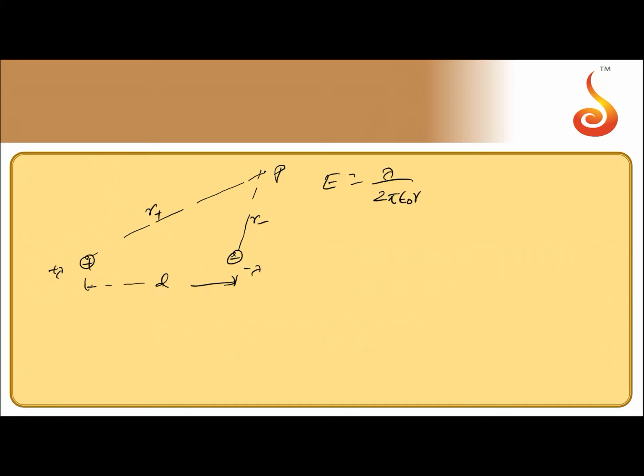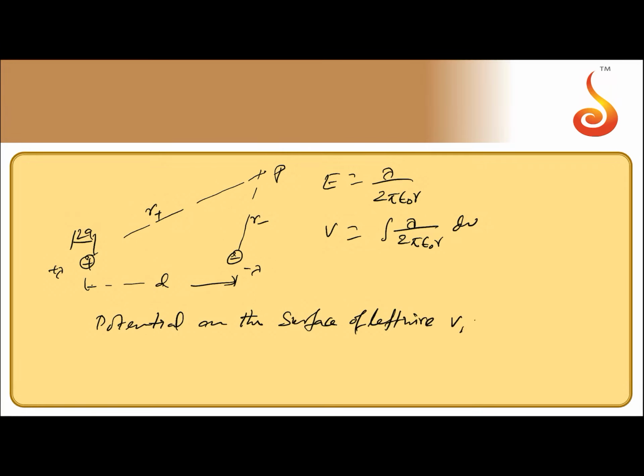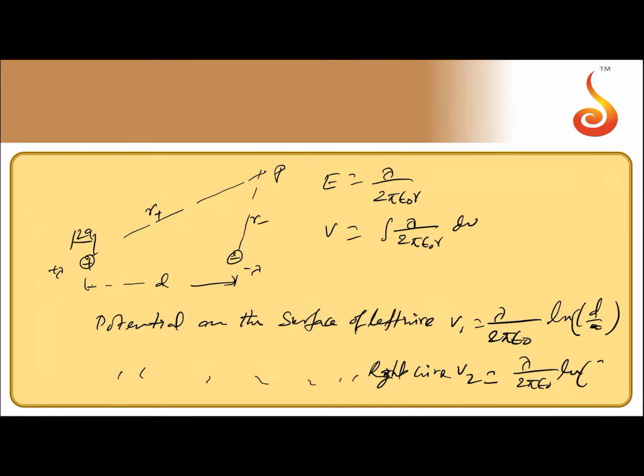So E will be, so V will be, so potential on the surface, this is 2A, of left wire, log of d by A due to this integration, and potential on the surface of right wire V2 will be lambda by 2 pi epsilon naught log of A by D, negative.